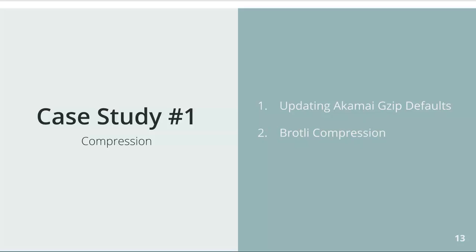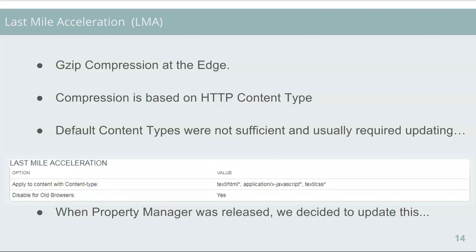So we're going to look at a couple of case studies. The first case study, we're going to focus on compression. So we're going to look at both gzip compression as well as Brotli compression. For those of you that have been Akamai customers for a while, you probably recognize this interface. This is last mile acceleration. It's essentially gzip compression at the edge, and this was from our old portal, probably prior to 2012, 2013.